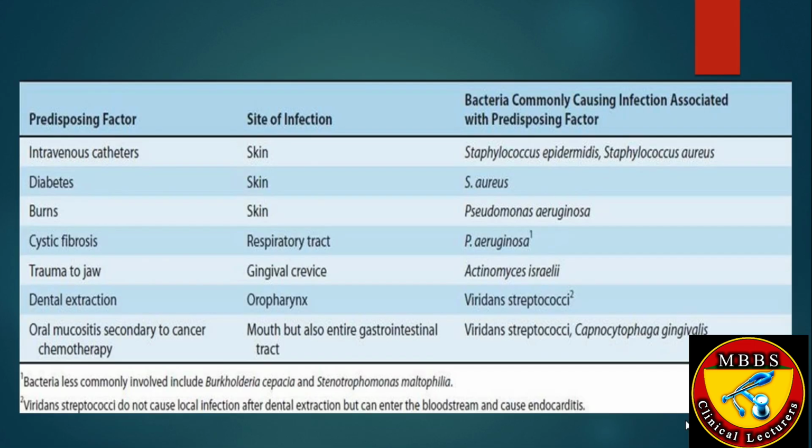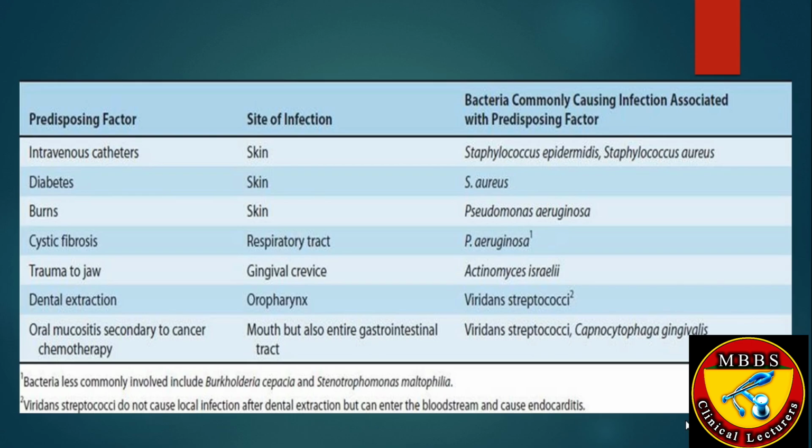Okay, this is the picture taken from Warren Levinson, and this table shows how damage to the skin and mucous membrane predisposes to infection by certain bacteria. Intravenous catheters, obviously the site of infection is the skin. Whenever an intravenous catheter is placed in the skin, the most commonly seen infections are Staphylococcus epidermidis and Staphylococcus aureus. In diabetics, skin infections are also very common. We are going to discuss why these are common, and the most commonly seen pathogen is Staphylococcus aureus.